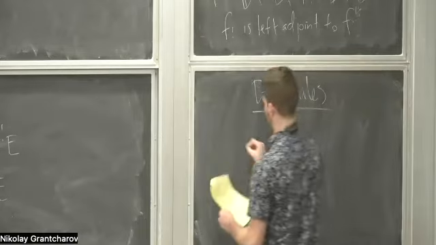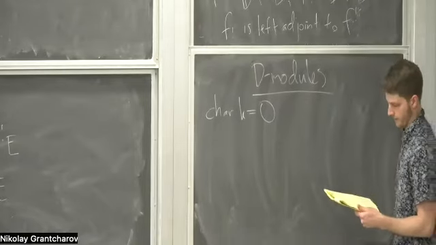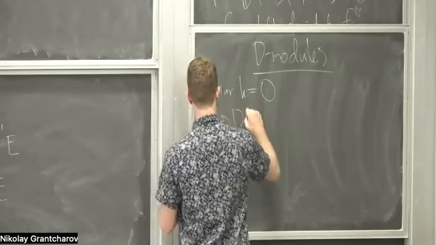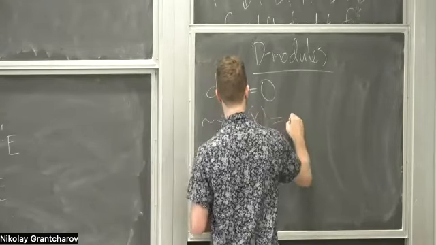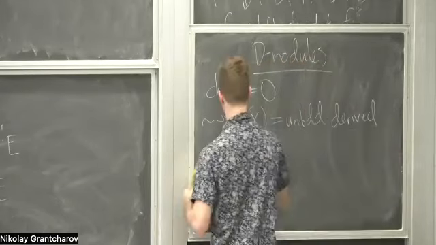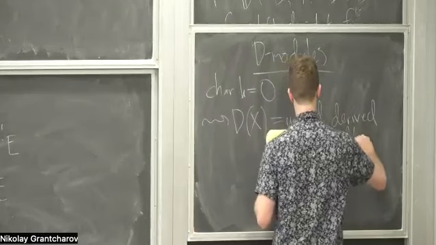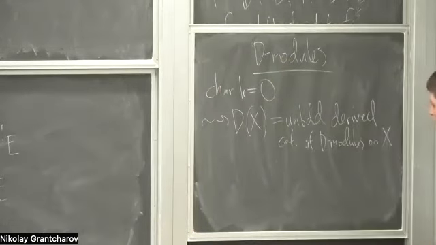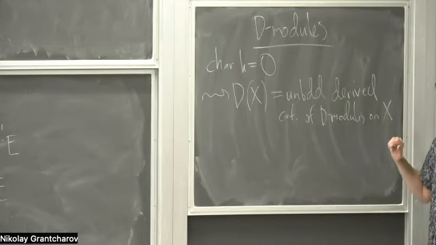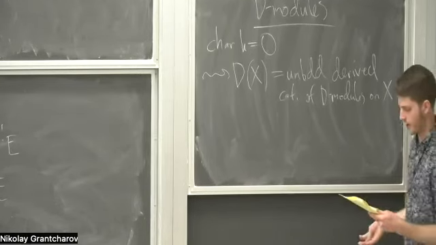Okay, so D-modules here. I'm just going to assume characteristic 0. And I'm going to write D of X for the unbounded derived category of D-modules on a scheme of finite type X. I don't start with the bounded thing and then take the completion. I just take the full unbounded derived category, for reasons which will shortly become apparent.